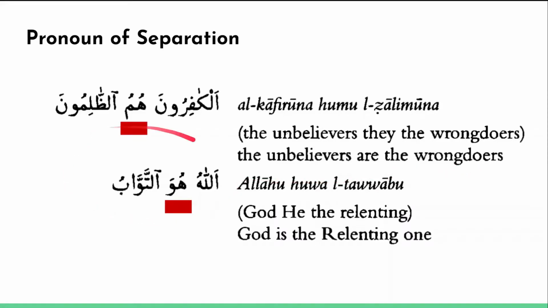Alright, let's take a look at another example. Allahu huwa tawwab. Allah, God, He is the forgiving, or in this case, the relenting. Okay, that's the literal translation: God, He is the relenting. But this is simply how in Arabic you say God is the relenting. God is the forgiving, the tawwab.